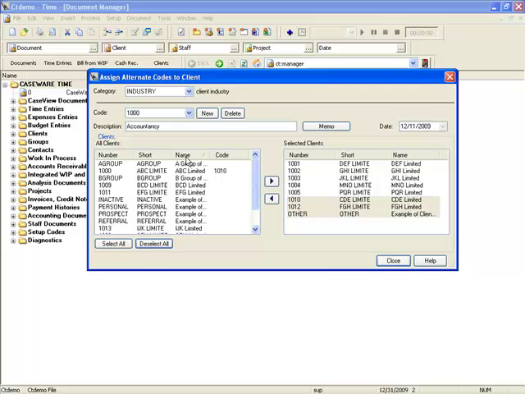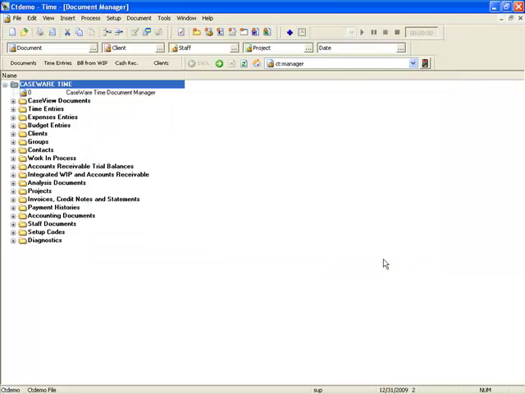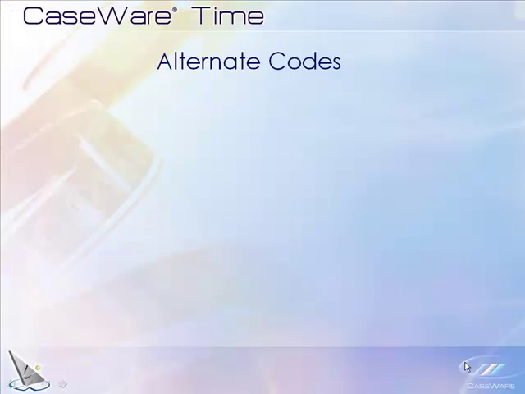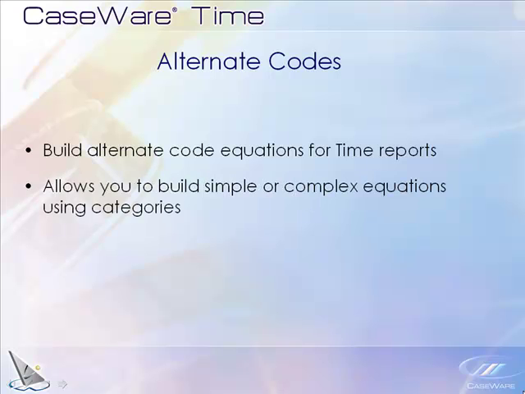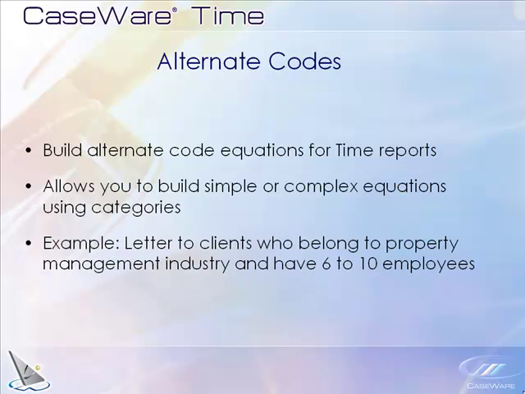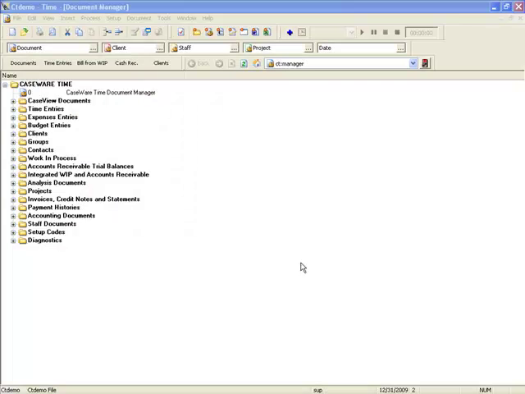Next, we're going to use this information to produce reports for clients that match these alternate codes and/or dates. To accomplish this, we are going to use the Alternate Codes Filtering System. This is a tool to build alternate code equations for documents. You can build simple or complex equations using the categories listed in the document. For example, we want to send a letter to clients who belong to the property management industry and have 6 to 10 employees. In this example, we will make a filter for the announcement letter report.